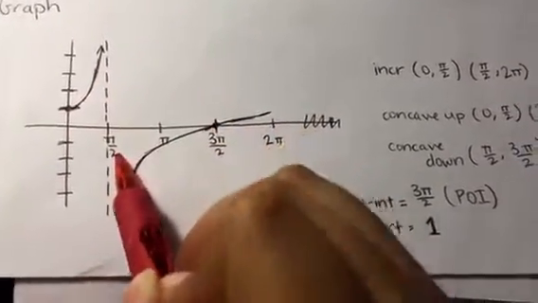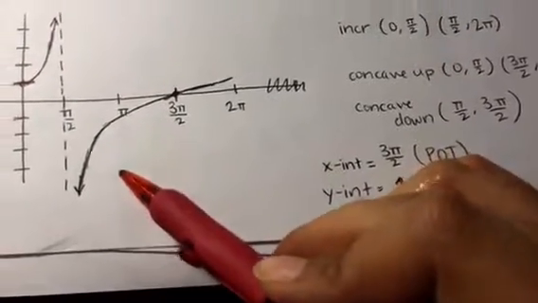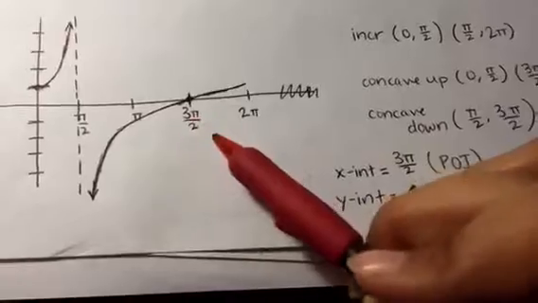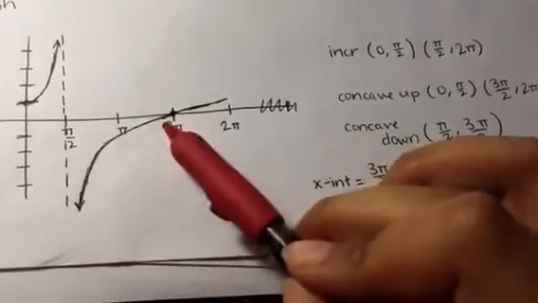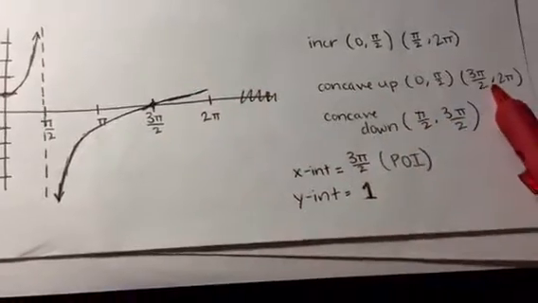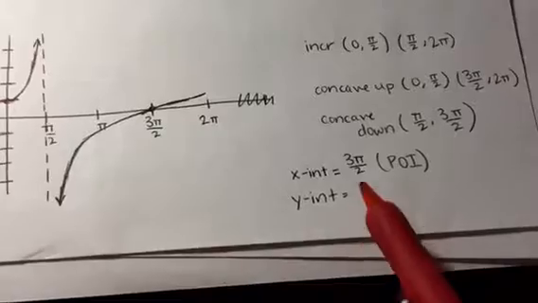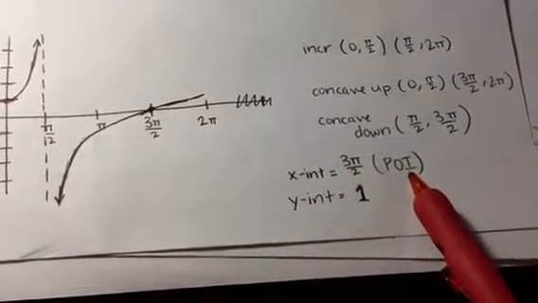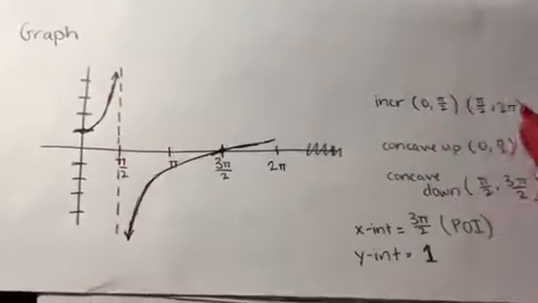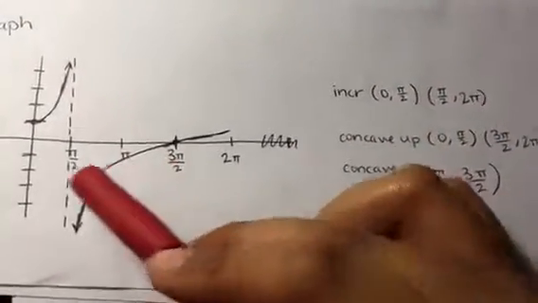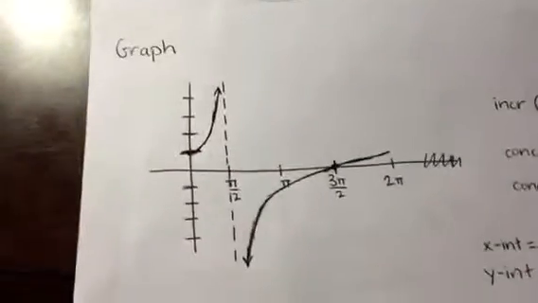This is our vertical asymptote at pi over 2. And then this is concave down from pi over 2 to 3 pi over 2 because it's here. And then this concave down changes to concave up at this point. So this is both the x-intercept and the point of inflection. And it's increasing here, and then it's increasing from pi over 2 up this way. So then this is our final graph.